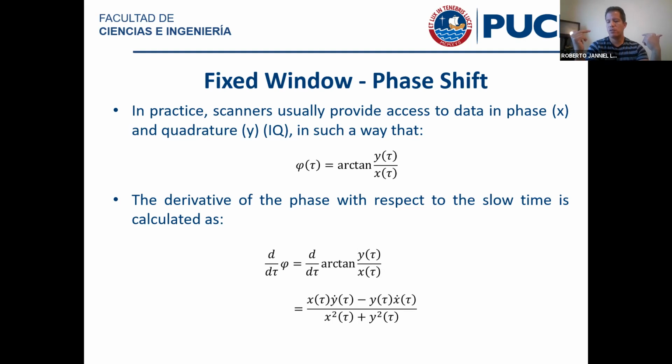And that you can do with the chain rule. You have the derivative with respect to tau of the arctangent of y divided by x, and there it is in all its glory. It would be x times the derivative of y minus y times the derivative of x, divided by x squared plus y squared. So if you were to actually know what the derivatives of x and y with respect to tau are, then you can know what the derivative of phi with respect to tau is. Okay?